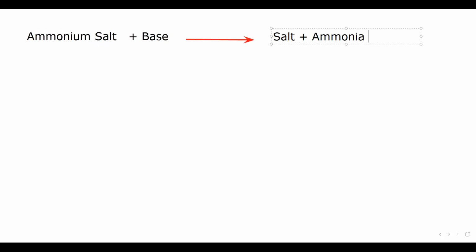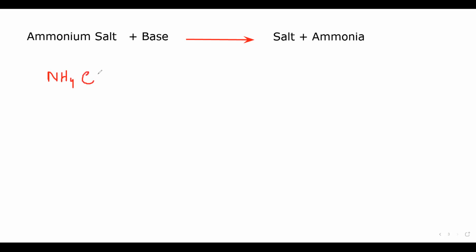Whenever a base is reacting with an ammonium salt, so ammonium salt plus base, what does it give? It will give another salt plus ammonia gas. So this is the second characteristic of a base. Whenever a base reacts with an ammonium salt, what are ammonium salts? Ammonium salts are salts which have NH4. Those salts which have NH4 are known as ammonium salts.